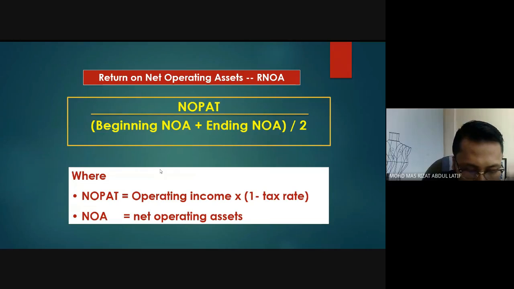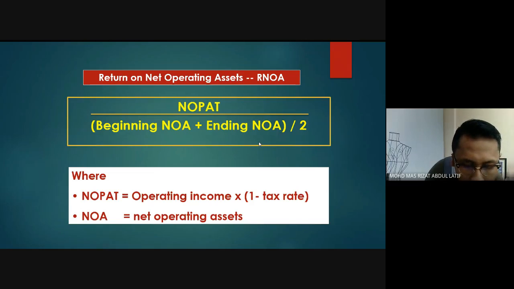So the denominator of the equation, net operating asset, is equal to operating asset less operating liability. Inilah. Okay, your net operating asset here is equivalent to your OA less OL, operating asset minus operating liabilities for both beginning and ending. Nanti you campurkan, then you divide by 2. So operating assets, so what are the components under operating asset?